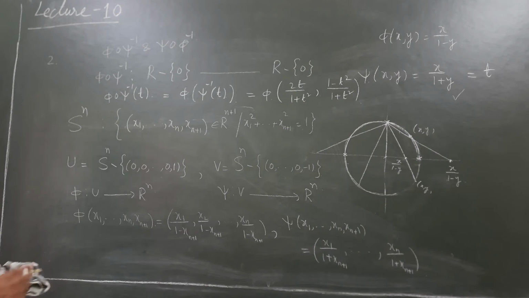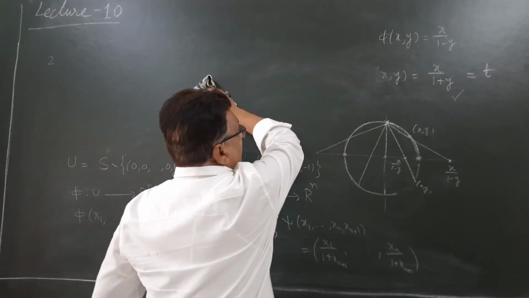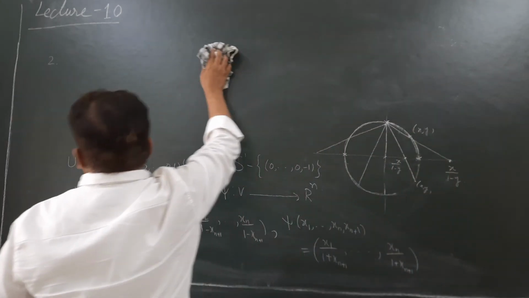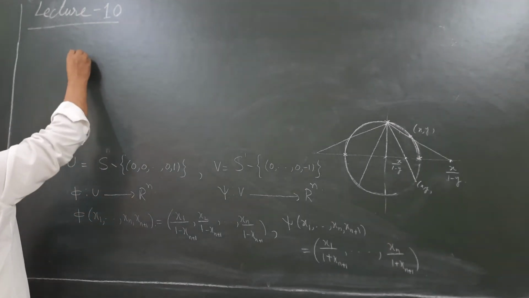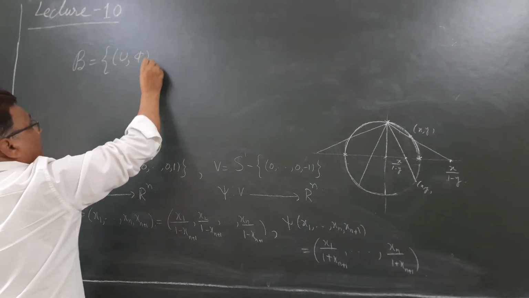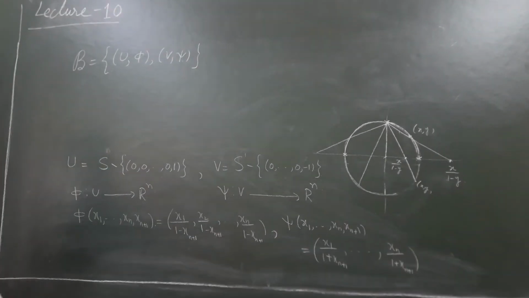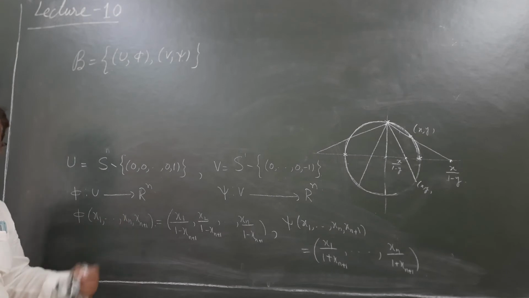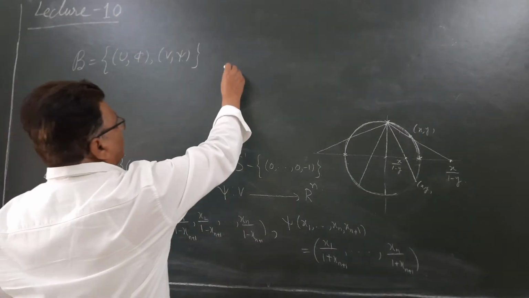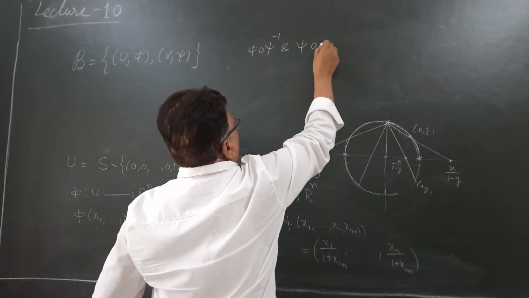So what we have to see is the atlas B. The atlas B on Sn consists of two charts, (U, phi) and (V, psi). Now we have to see whether the transition maps are differentiable or not. There will be only two transition maps because there are only two charts. So the transition maps will be phi composition psi inverse and psi composition phi inverse.